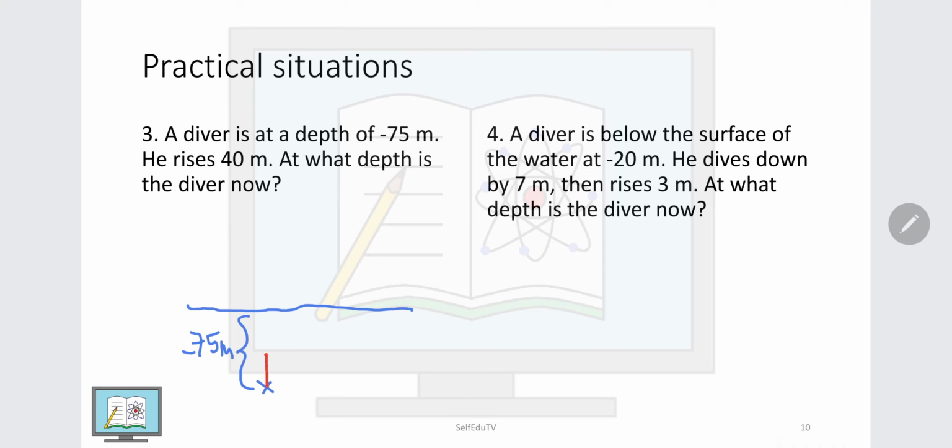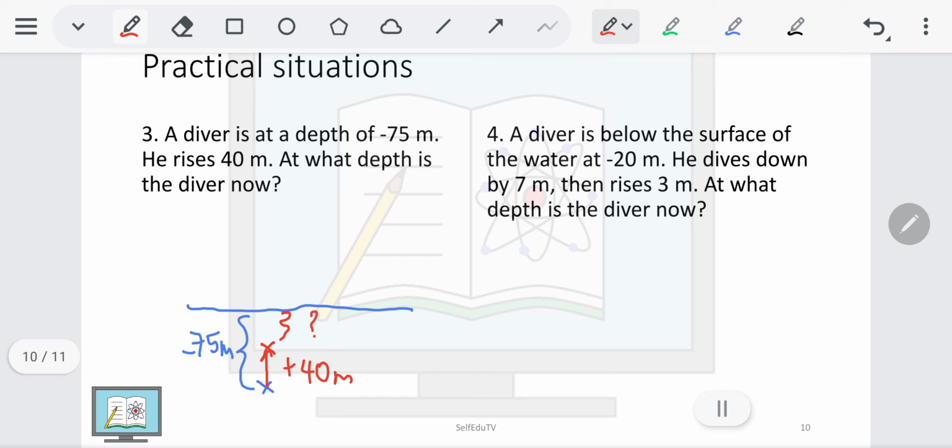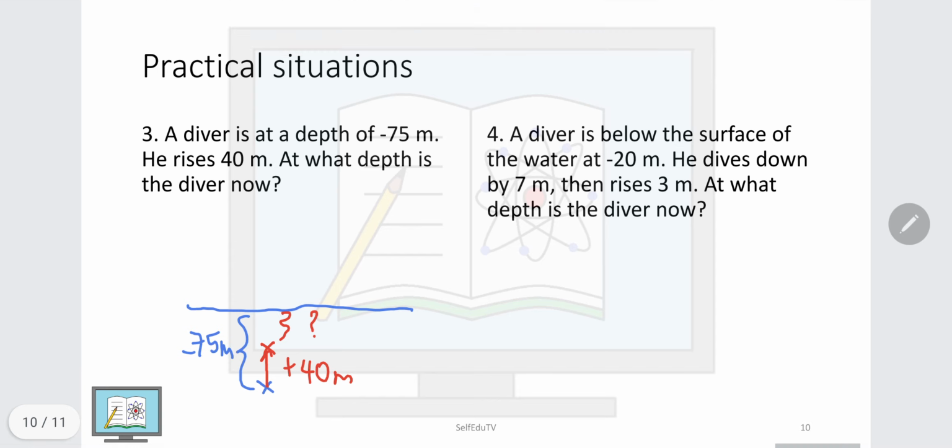So rise by 40 meters. Here is the final position of the diver. At what depth is the diver now? You have to find the depth. So negative 75 plus 40 will be the depth.